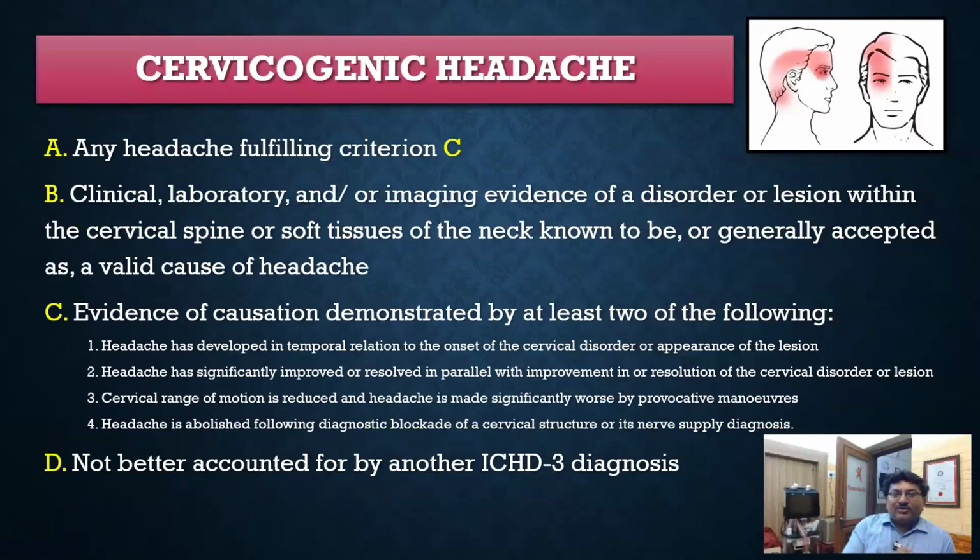So any headache fulfilling criteria C and B: clinical, laboratory or imaging evidence of a disorder or lesion within the cervical spine or the soft tissues in the neck known to be generally accepted as a valid cause of headache, and evidence of causation demonstrated by at least two of the following. The headache developed in temporal relation with the onset of the cervical disorder, and has significantly improved or resolved in parallel with the improvement or resolution of the pathology. Cervical range of motion is reduced and the headache is made significantly worse by provocative maneuvers. Headache is abolished following diagnostic blockade of the cervical structure or the nerves supplying it.